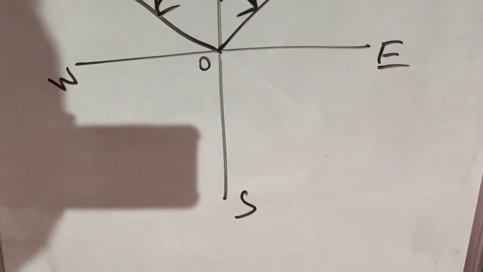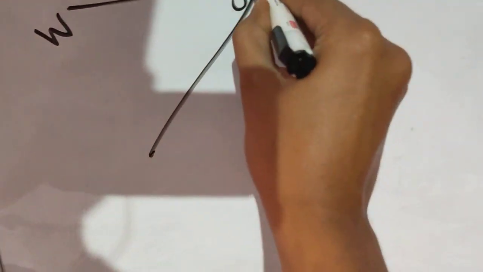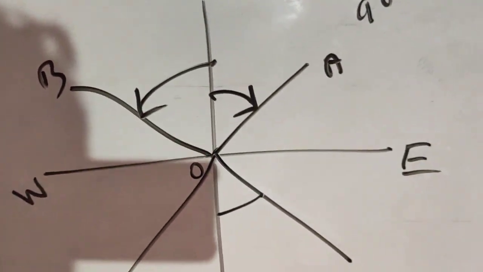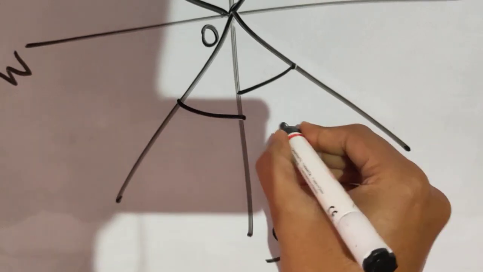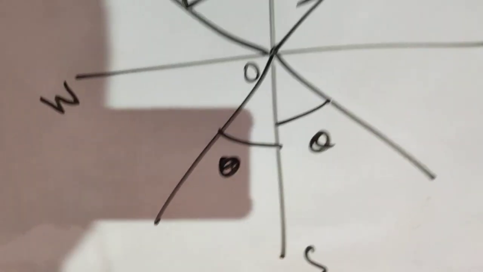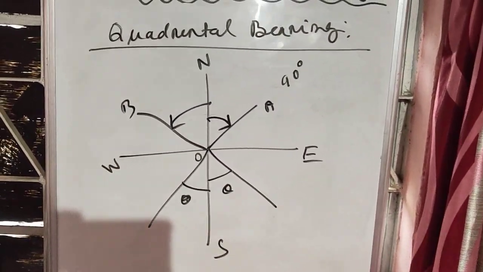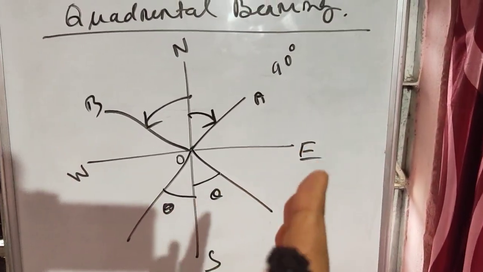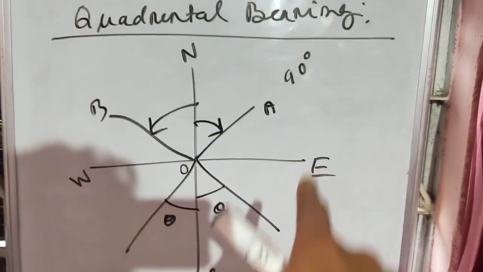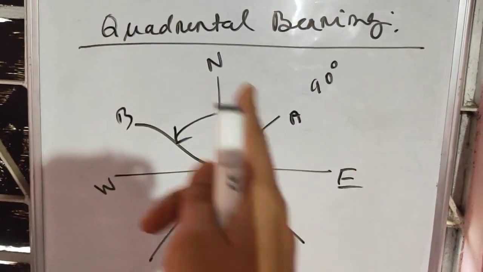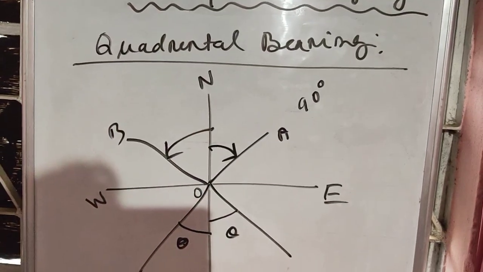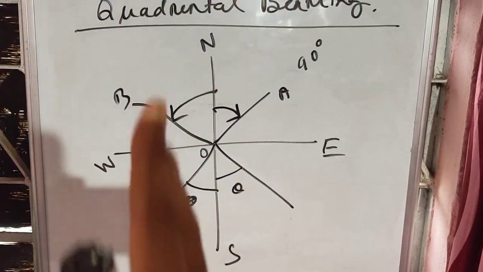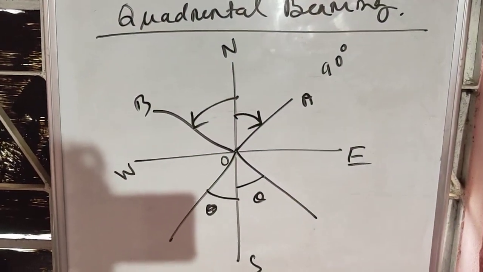But here we are going to measure the angles with respect to south direction as well as north direction, both. With respect to south as well as north. So the basic difference between quadrantal bearing method and whole circle bearing method is that in whole circle bearing method we measure the angles in clockwise direction. Here we will measure both in clockwise and anti-clockwise direction. In whole circle bearing method we measured only from north direction. Here we are going to measure from north as well as south direction.